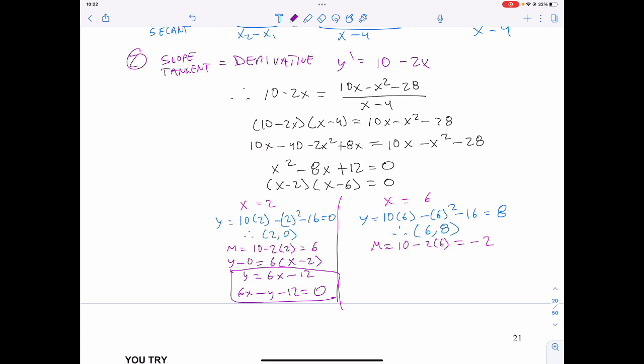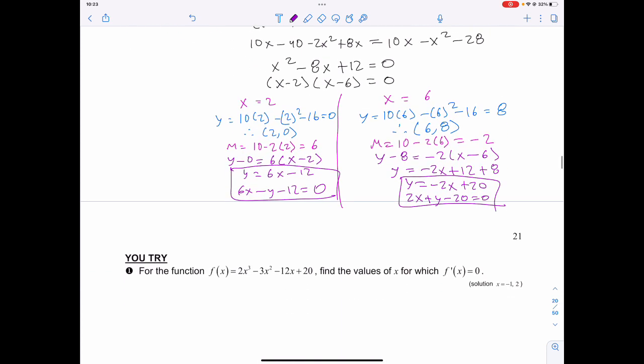For my other possibility, y minus 8 is equal to -2 bracket x minus 6. So y is equal to -2x plus 12 plus 8. Y is equal to -2x plus 20, or 2x plus y minus 20 is equal to 0. And there's my two equations. All right, you go ahead and try.